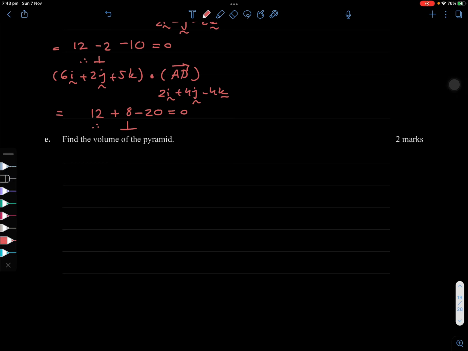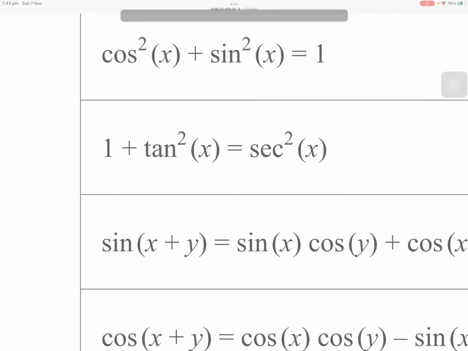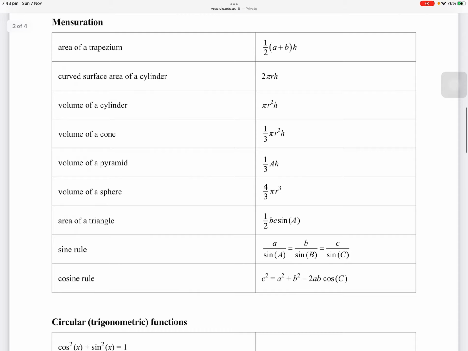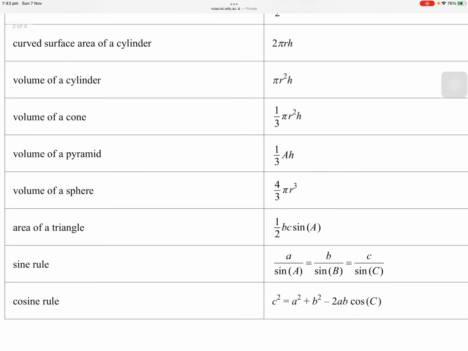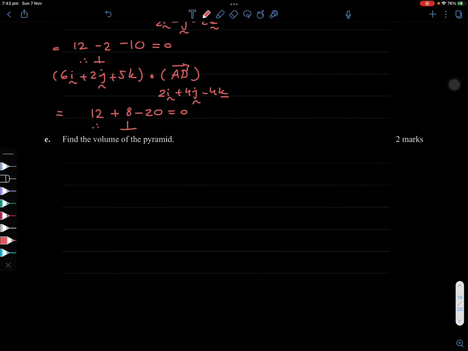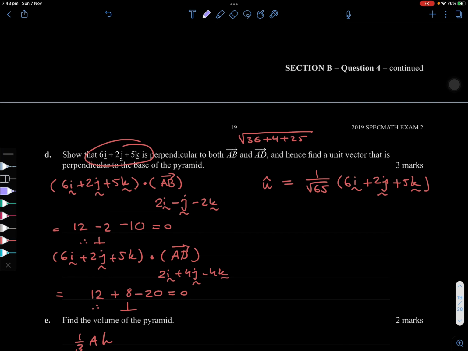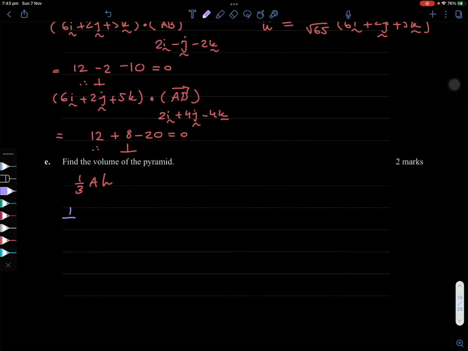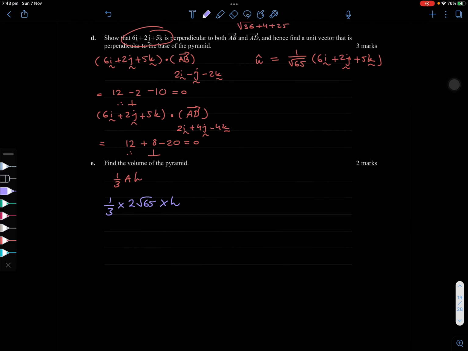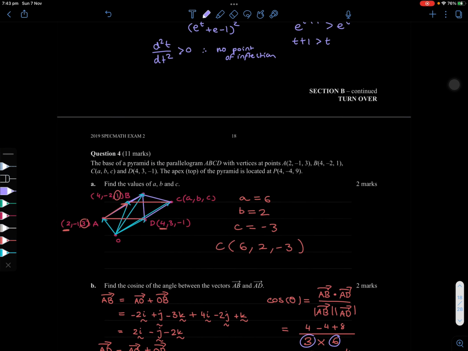Now it says find the volume of the pyramid. Now, to figure out the volume of the pyramid, you can just go to your formula sheet. And it tells you here that it's 1/3 times the base area times the height. Now, we have the base area, that's 2 root 65. So 1/3 times 2 root 65 times our height. Now, the height of the pyramid is the main thing that we need to figure out.